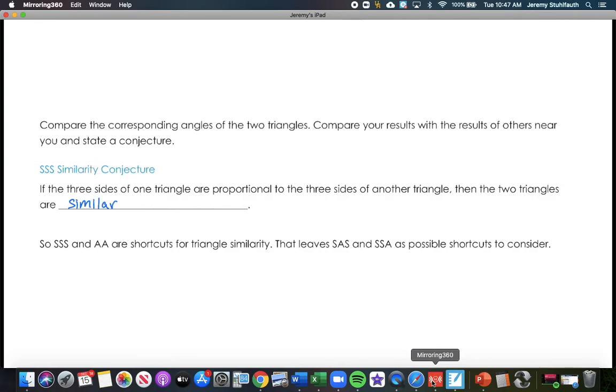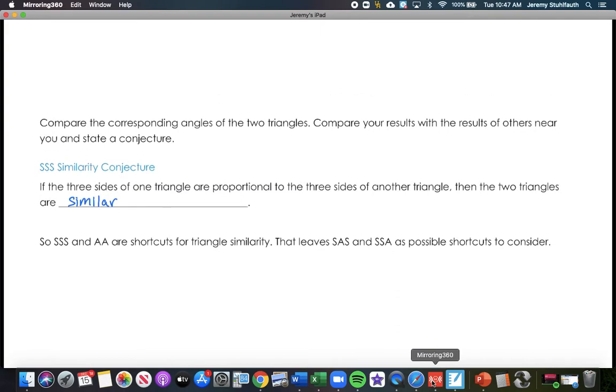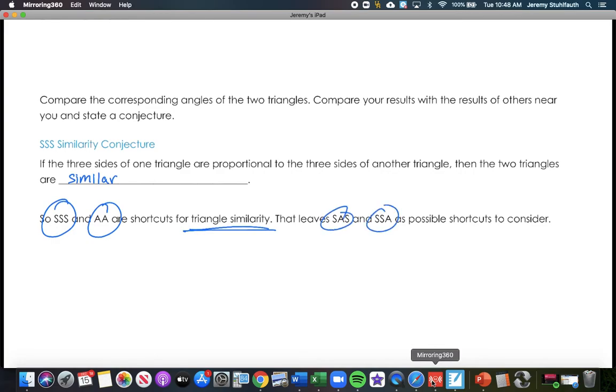Okay, again, if you look at two triangles and you see that all three sides of one triangle are proportional to the three sides of the second triangle, those two triangles are similar. So at this point, we know that if we have three sets of corresponding sides that are proportional, then the triangles are similar. If we have two triangles who have two corresponding angles that are congruent, we know that the two triangles are similar. So that means we need to check side angle side, side side angle.